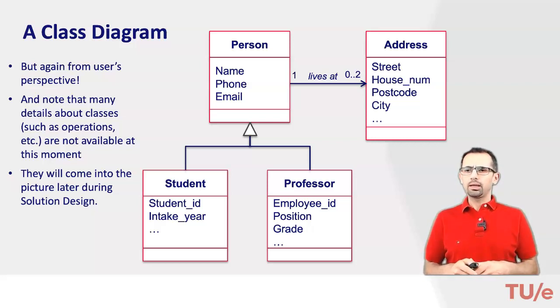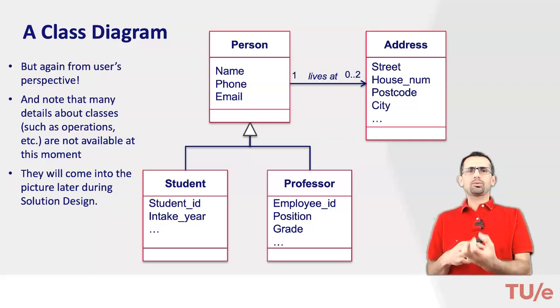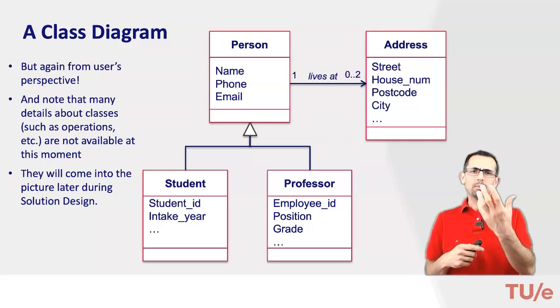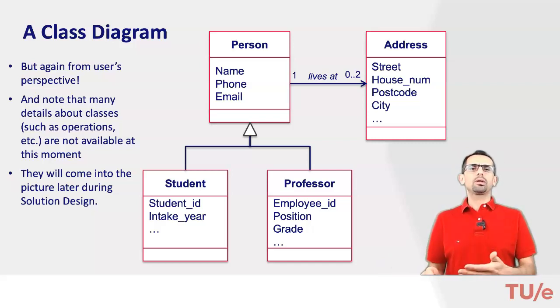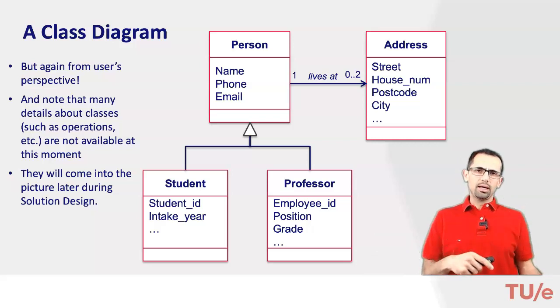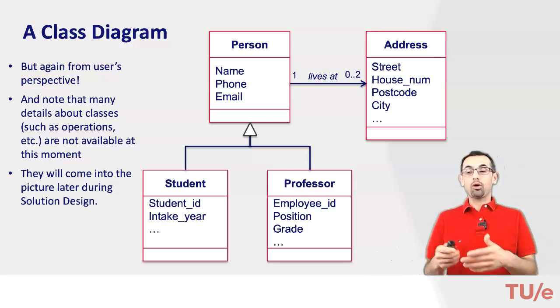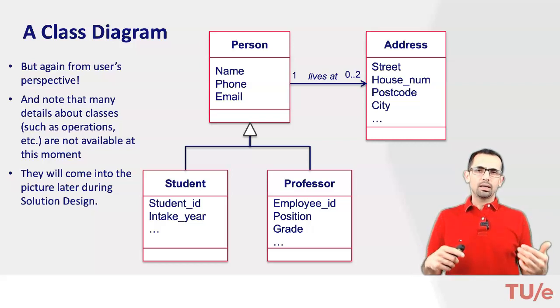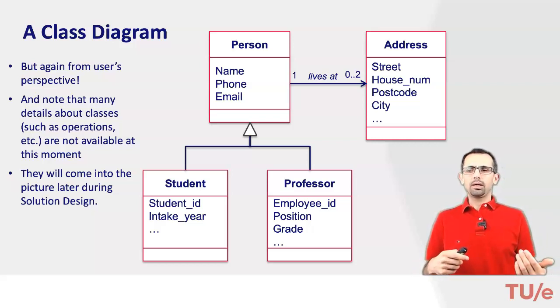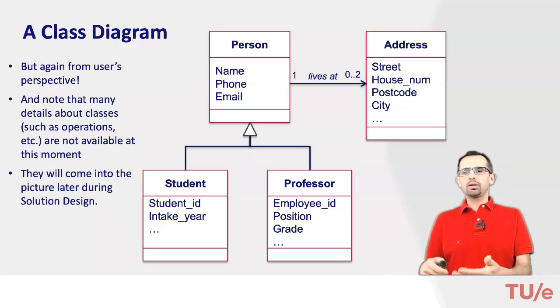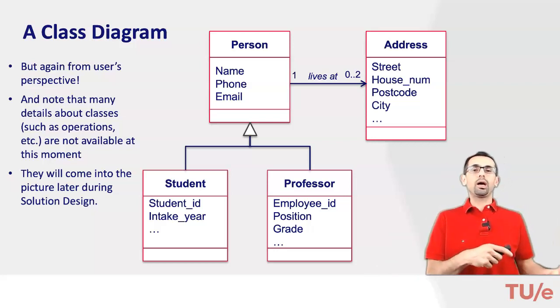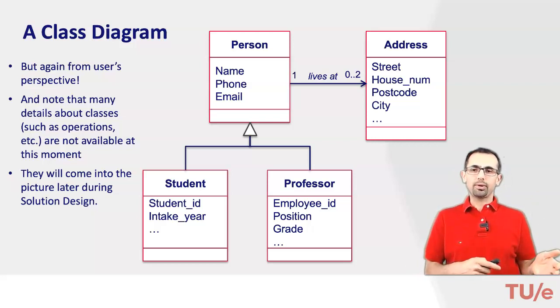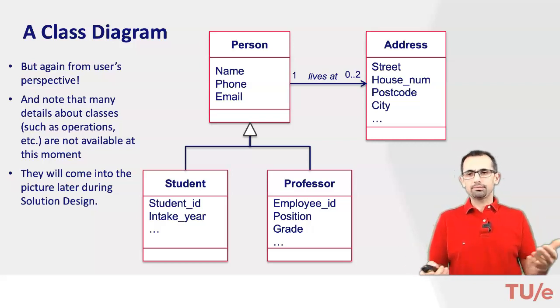Just to clarify that. Okay, here there's this person object, and he or she has some attributes: name, phone, email. A student is a person, and a professor is also a type of person. Each class here, or object if you like, has specific attributes as well. So if you are a student, you also have a student ID and an intake, and if you're a professor, you also have an employee ID, position, grade, and so on and so forth. And each person has an address. Just an explanation. Check how it works.